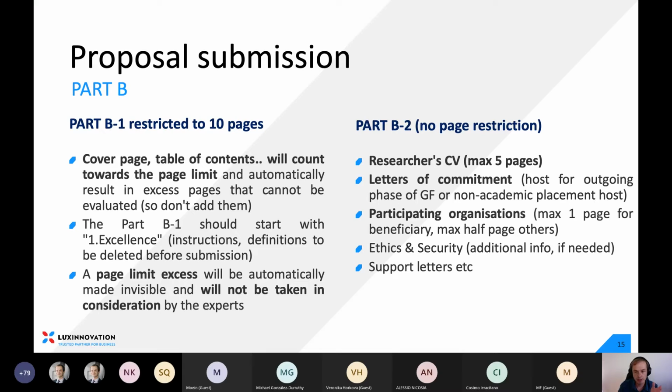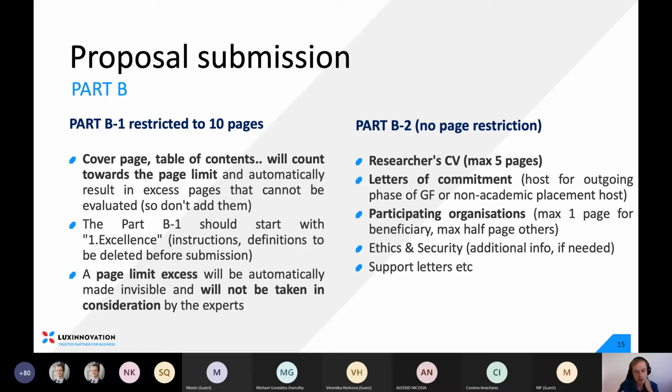Then part B2, there's no page limit in principle. You have the CV, that's maximum 5 pages. In the guide for applicants and the template, you have some recommendations of what should go in there. There's a tendency in general to be much more narrative in your CV and focus less on impact factors, but focus more on your achievements, and provide this in a narrative form. In the end, it will come down to your reviewers, of course. You can attach letters of commitment.